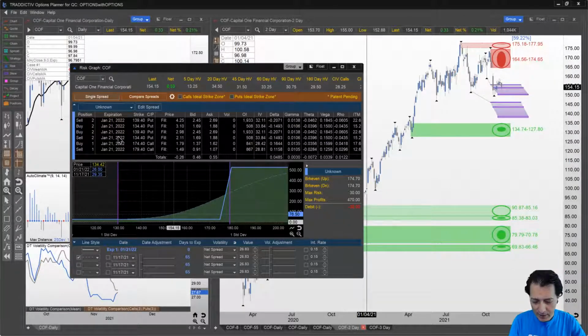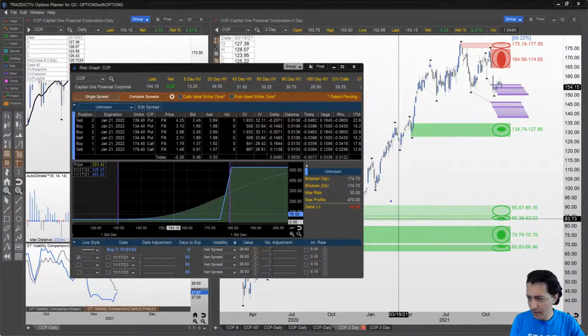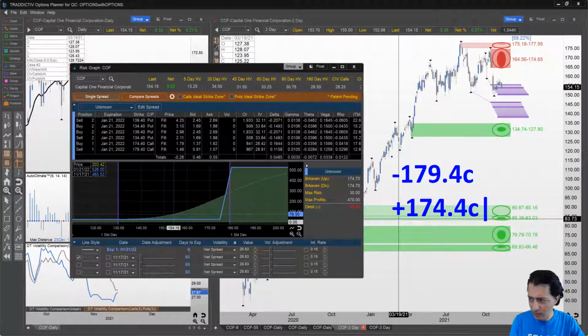Good one. So again, at this particular moment, we are short the 179.4 call, and we are long the 174.4 call. That's what we have. That's our bull call spread.